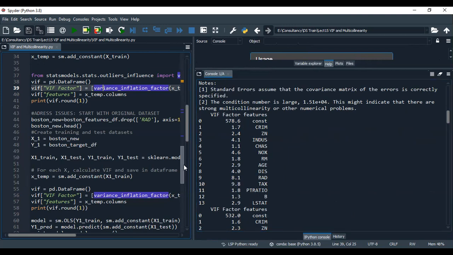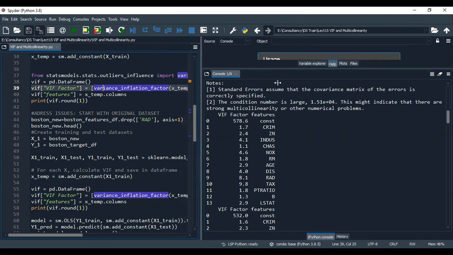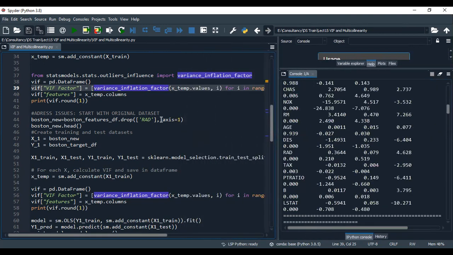Okay. Now the thing is, I need to remove RAD. So the data set dot drop the column name, and after that I'm saying axis equal to 1. When you are saying axis equal to 1, means this column, this is very, very important.